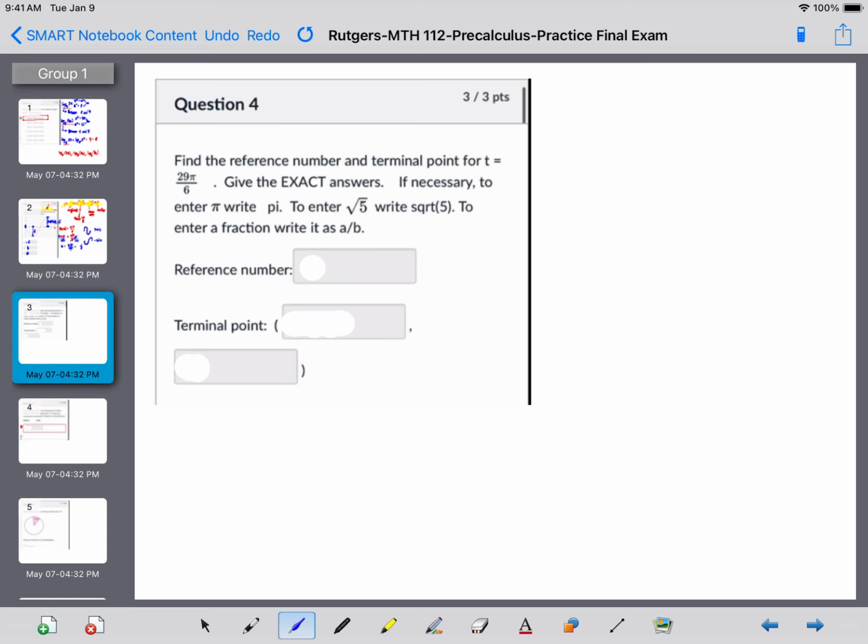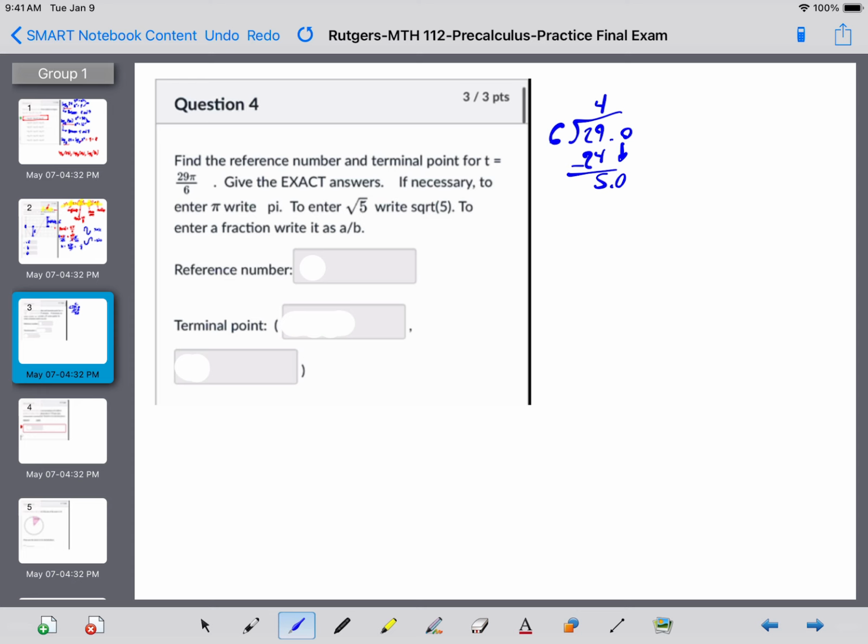Find the reference number and terminal point for t equals 29 pi over 6, if necessary. So 29 over 6 is approximately 4.83, right? If you don't have a calculator for this portion, you could just do your long division. We know that this would be 4, and then subtract 24 is 5. Bring down the 0.